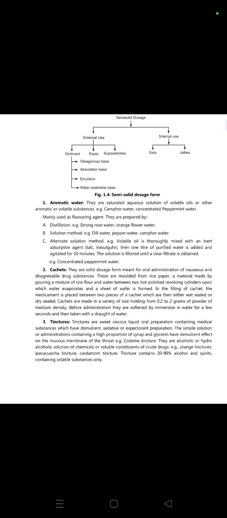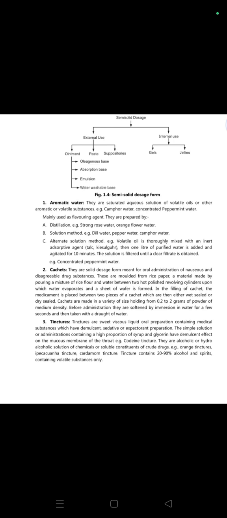Then cachets. They are solid dosage forms meant for oral administration of nauseous and disagreeable drug substances. These are molded from paper, a material made by pouring a mixture of rice flour and water between two hot polished revolving cylinders upon which water evaporates and a sheet of wafer is formed.